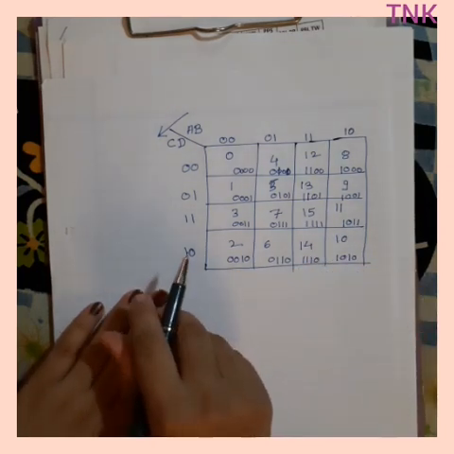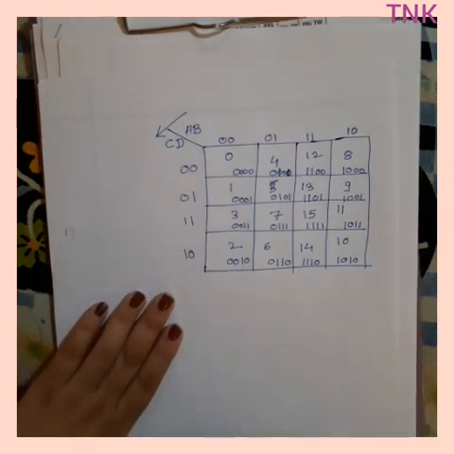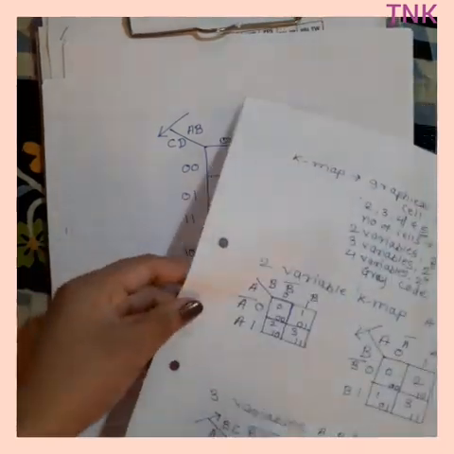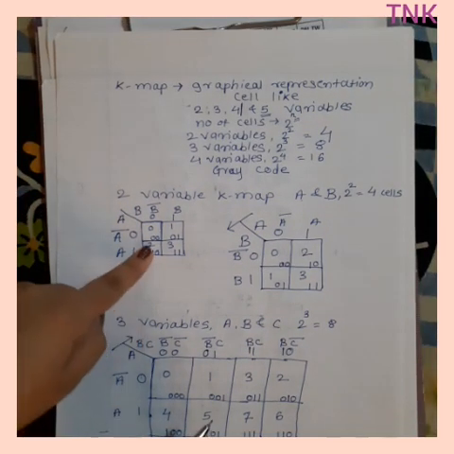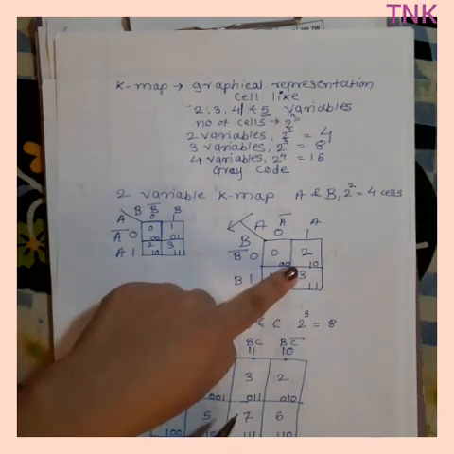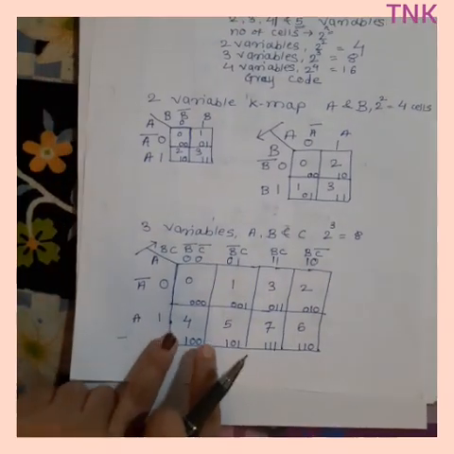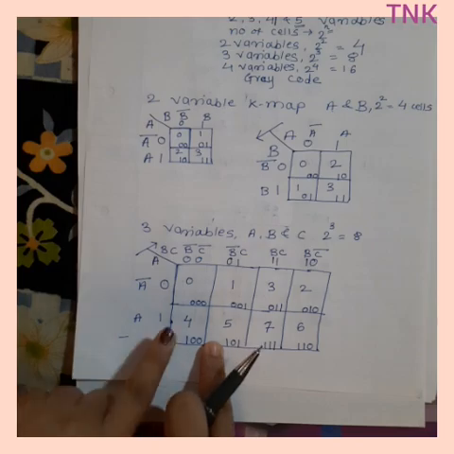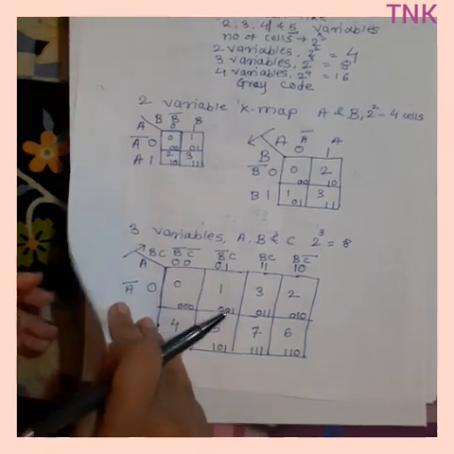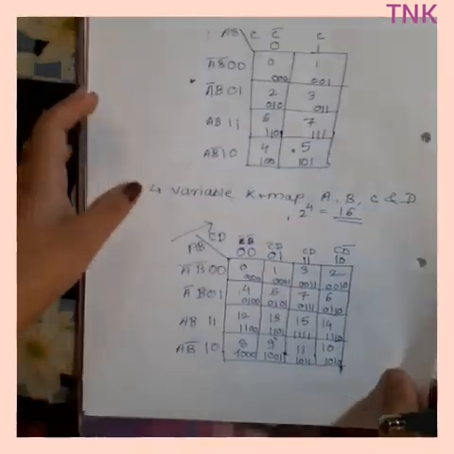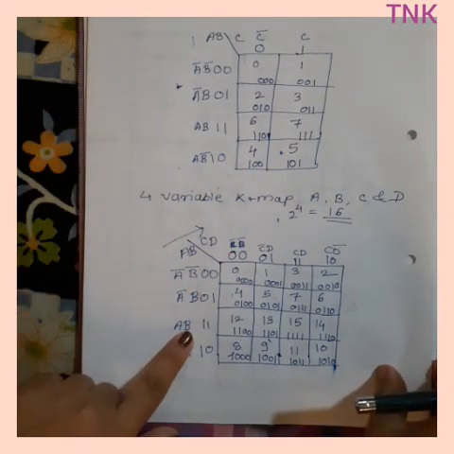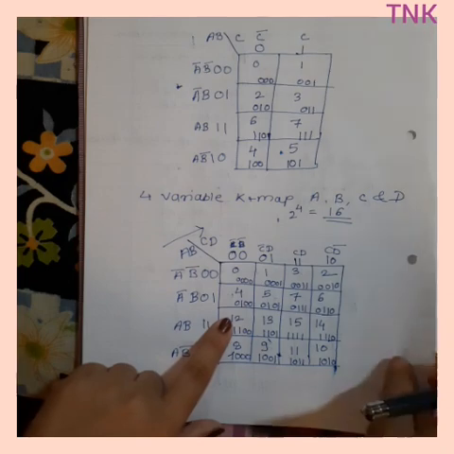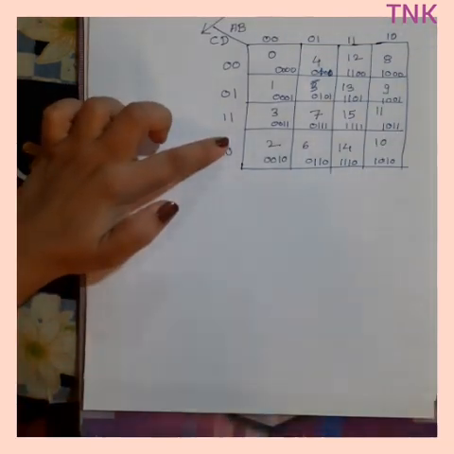So this is how we can draw the K-map structure for 2 variables, 3 variables and 4 variables. This is the K-map structure for 2 variables. You can draw like this or like this also. This is the K-map structure for 3 variables. You can draw like this or you can draw like this also. This is the K-map structure for 4 variables. You can draw like this or you can draw like this.